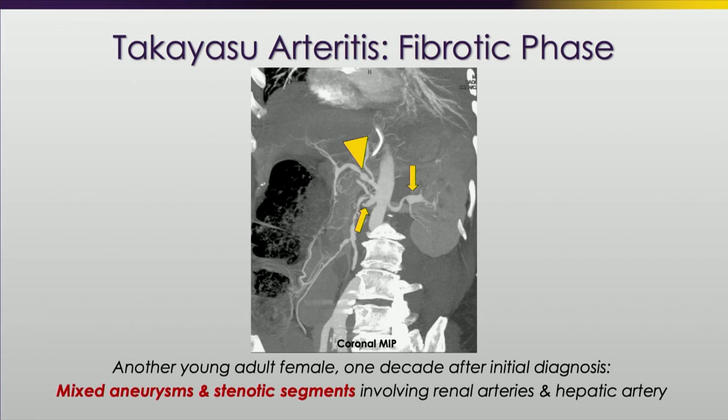And although as a thoracic radiologist, I'm very intimidated by subdiaphragmatic anatomy, we have here another young adult female about a decade after her initial diagnosis with mixed sites of aneurysmal dilatation and stenosis involving her renal artery anatomy and hepatic artery anatomy. So we can see that even in supposedly the fibrotic phase, we can have a blend of aneurysm formation as well as stenotic segments.